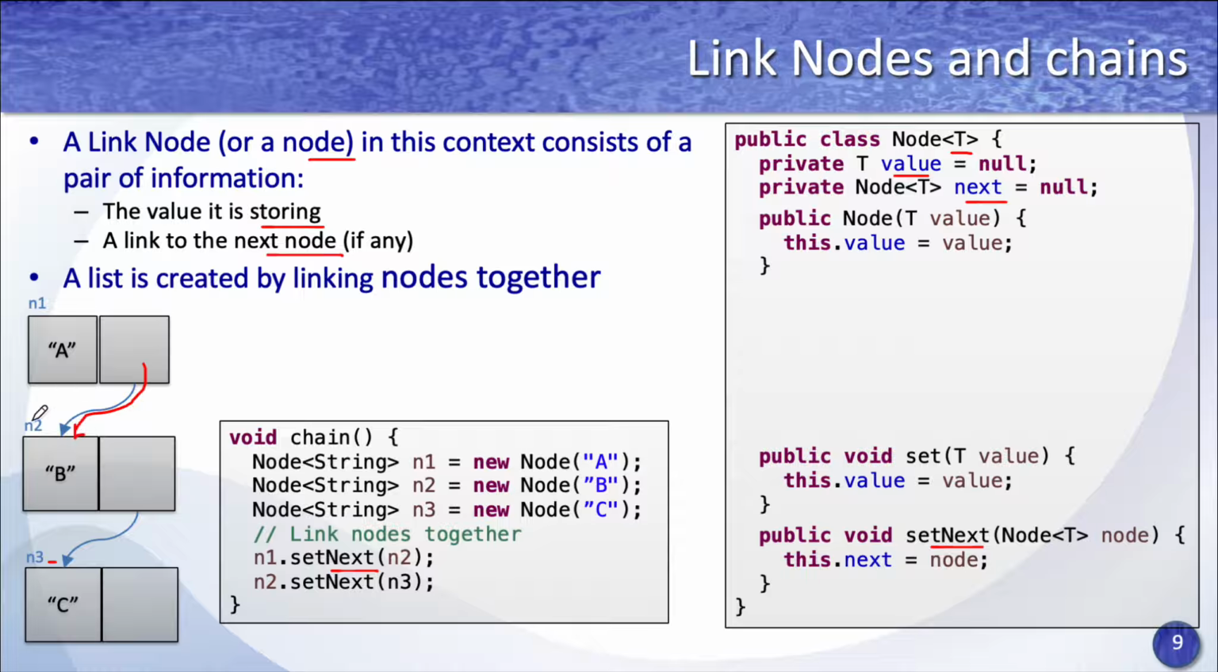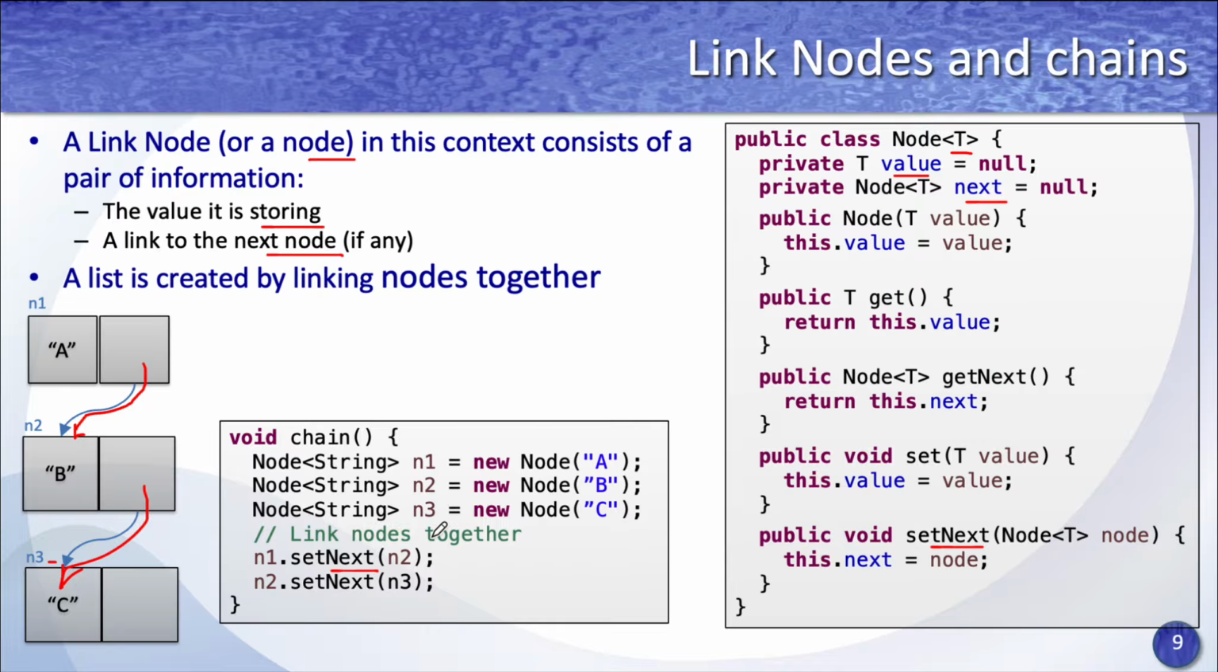Similarly, for node n2, we're saying the next node is going to be n3, and this link is set up to point to next. And then to indicate the start of this chain, we will typically use a variable called the head, which indicates the start of the chain. The name head is just a variable name, but that's the convention. Typically, we'll have a head that'll be the start of the chain.